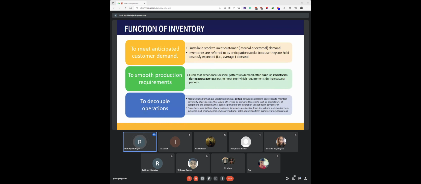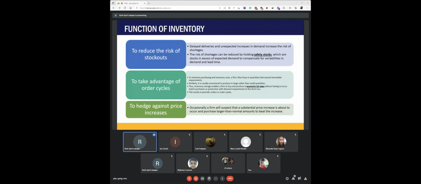And then the third function of inventory is to decouple operations. Basically, it just means that inventory exists in order to buffer any problems in production. If there are equipment breakdowns or downtime, the inventory is there as a buffer so that operations can still continue. Then the fourth function is to reduce the risk of stockouts.